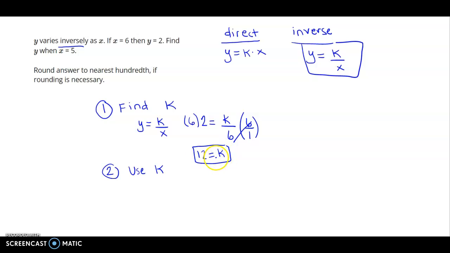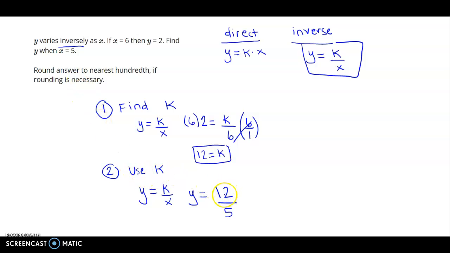Now that we have this, we're going to use k to find y. So we need to find y when x equals 5. Again we use y equals k over x. We don't know y. We now know that k is 12 and x in this one is 5. So that's all we're doing. We just find k and then use k to answer that last part, find y when x equals 5.